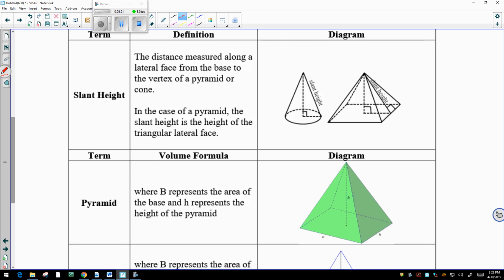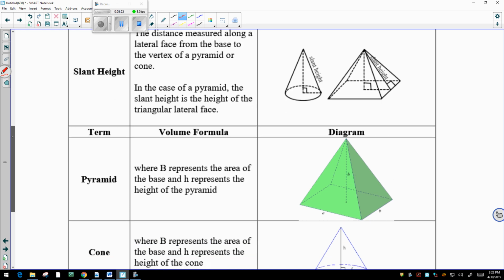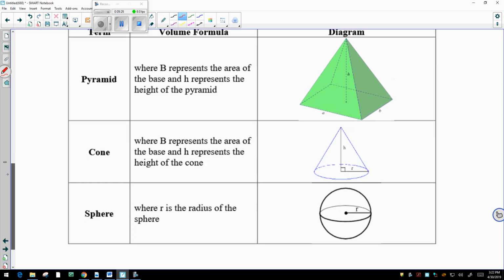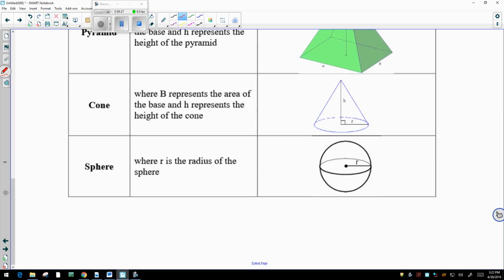Okay. A pyramid typically will have some sort of polygon for a base, whereas a cone is going to have a curved, a circle, for the base. And a sphere is a ball, and the only variable that we have for that is our radius.